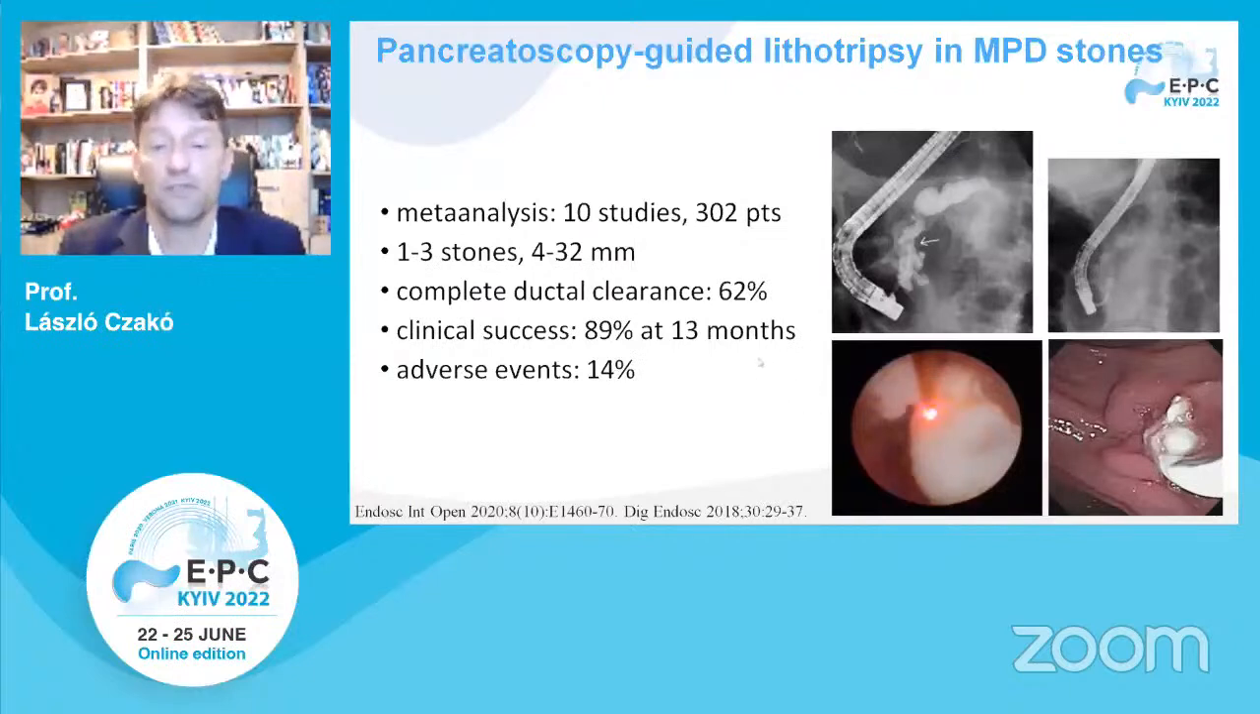In this meta-analysis, ductal clearance was achieved in 62% of patients. Clinical success at 30 months of follow-up was noted in 89% of patients, by improvement in pain, decreased narcotic use, or reduced hospitalization. Mild adverse events occurred in 14% of the patients.